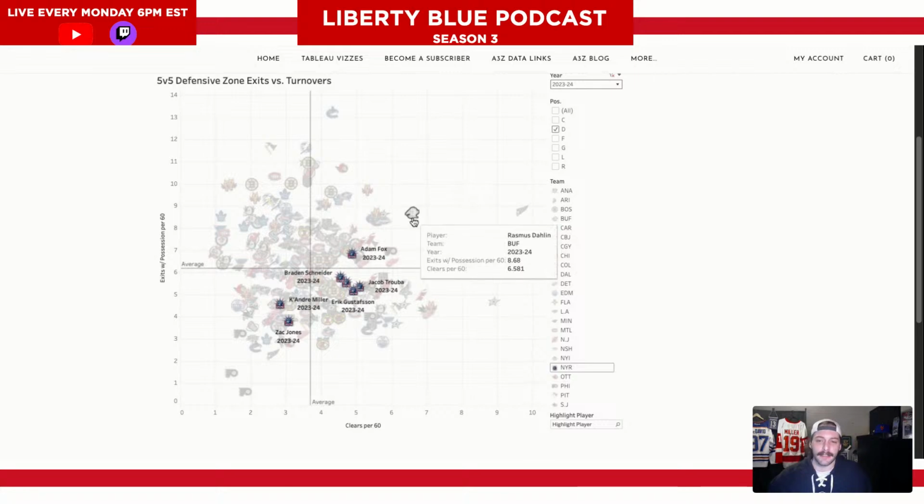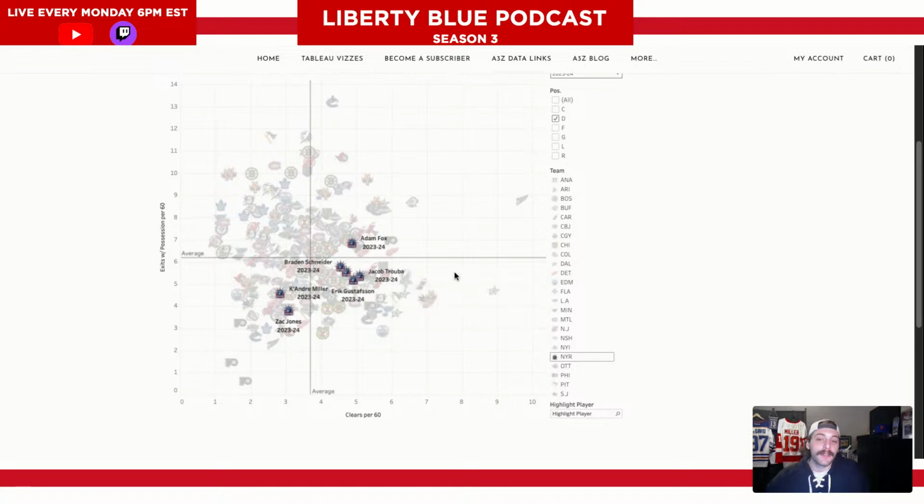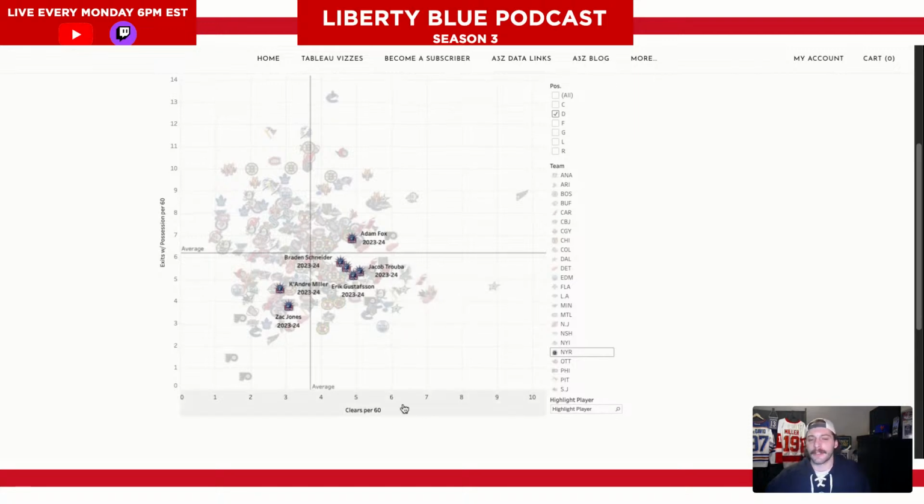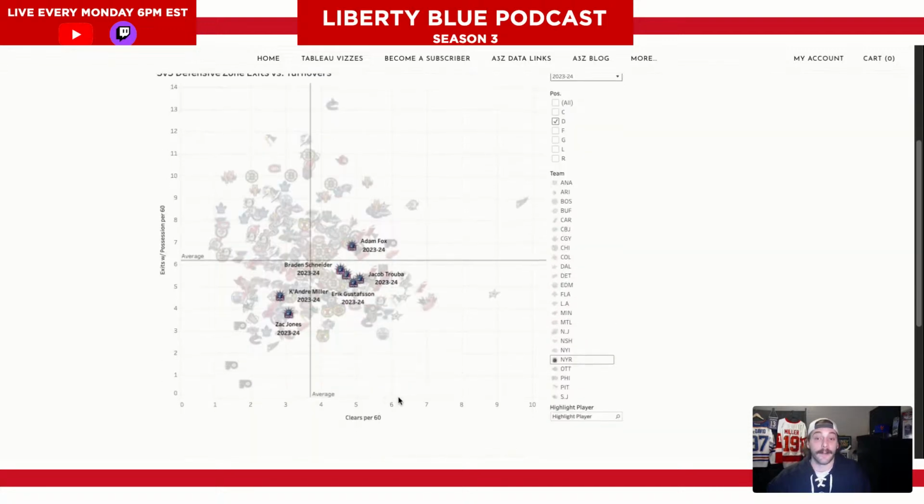That makes sense. This is Dahlin. Yeah. That's Miro. That's Braden Pachal. That's very funny to see. Zadorov, Noah Juulsen. Who's the fly? Sean Walker, Jake Walman. These are good defensemen on this end. So clearing the puck only is not disqualifying from being functional or being good.